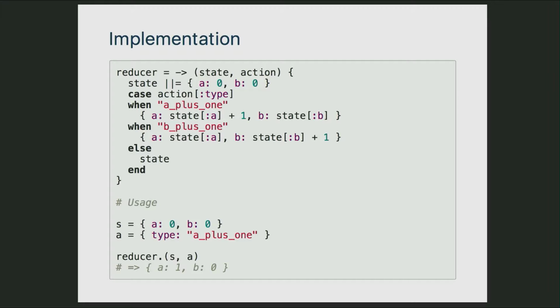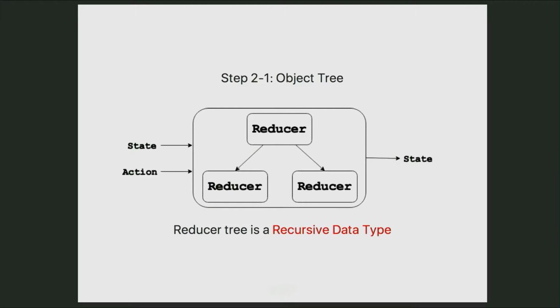And here's how you could use this reducer. So basically, you just call this function, right? Call this function with the initial state and an action. So if you pass in A with the type A+1, then you get the result as if A is gained by 1. So it is easy.